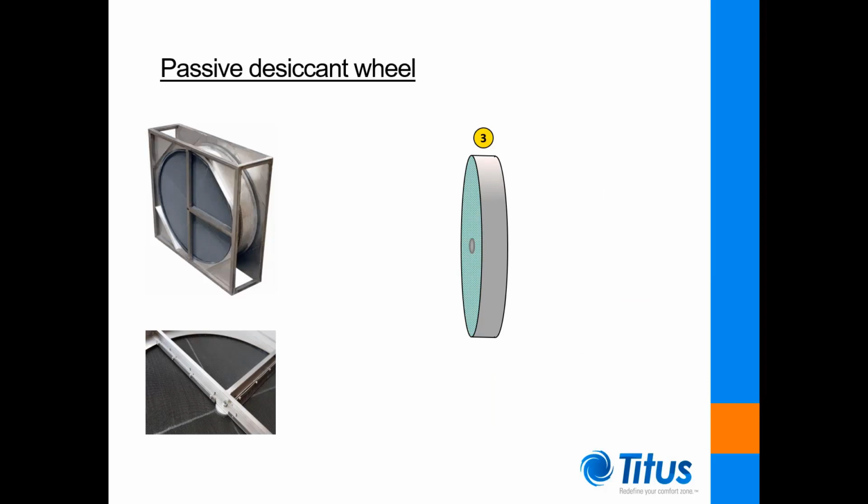A passive desiccant wheel is essentially the same as the total energy wheel we discussed before, except that it is located downstream of the cooling and dehumidifying coil and intended to further lower the moisture content of the air supplied to the space. As the cooled and dehumidified air passes through one sector of the wheel, return air passes through the other. Moisture from the conditioned airstream is absorbed by the desiccant film as it rotates to the return airstream.